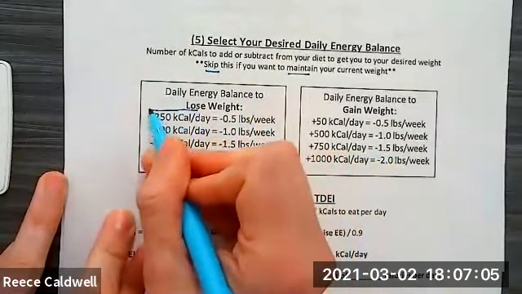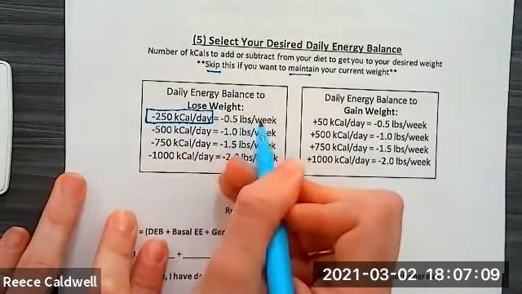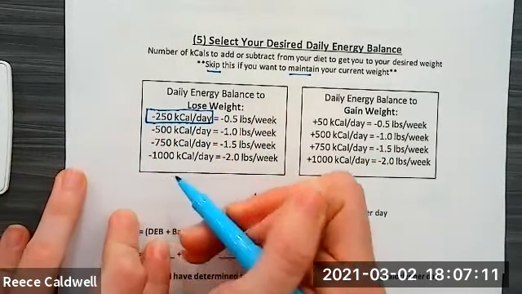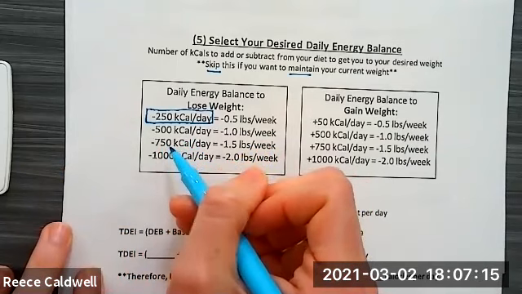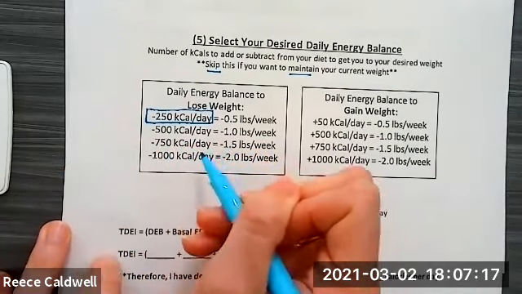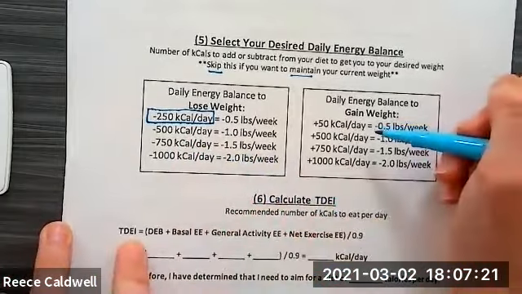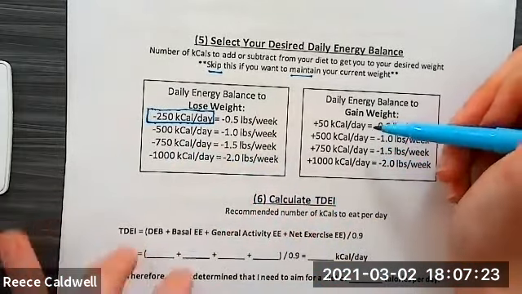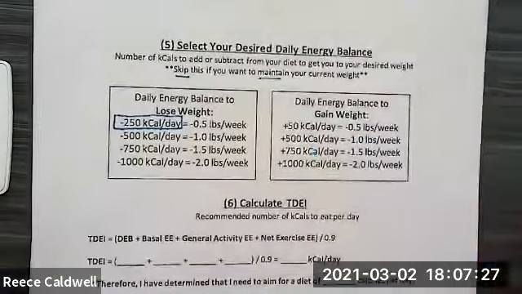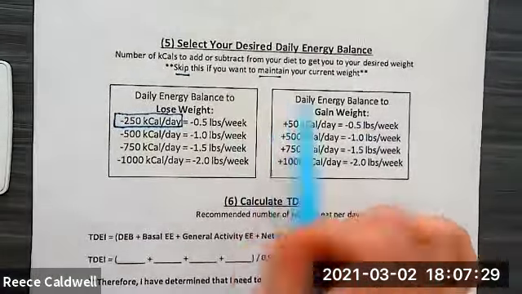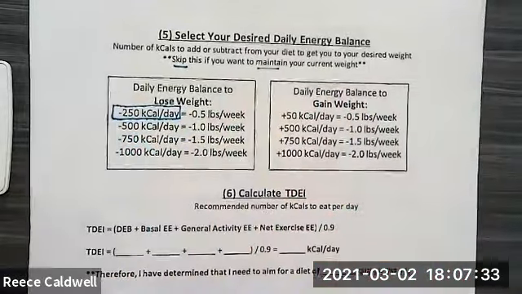So if she subtracts 250 kcals from her diet a day, she will lose half a pound. Let's say she was being really aggressive and subtracted 750 kcals from her diet a day, she would lose 1.5 pounds in a week. And the same goes for gaining weight. So this is our daily energy balance for gaining or losing weight. If you are happy with your current weight, go ahead and skip this. If not, that box is in.